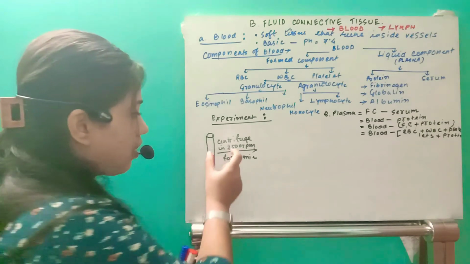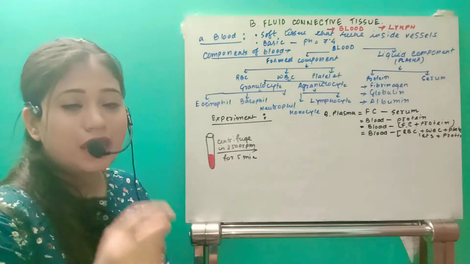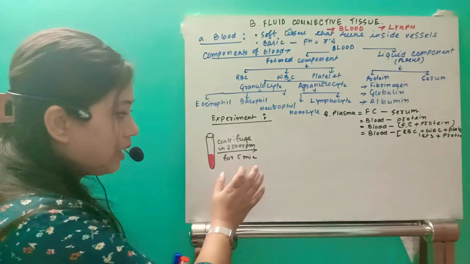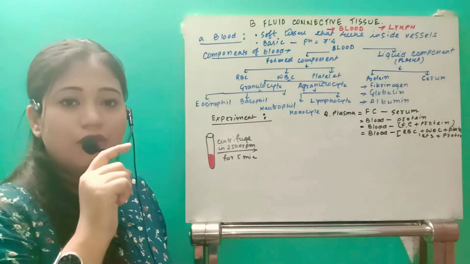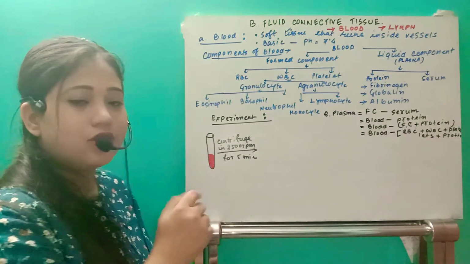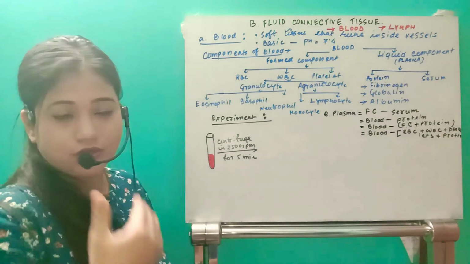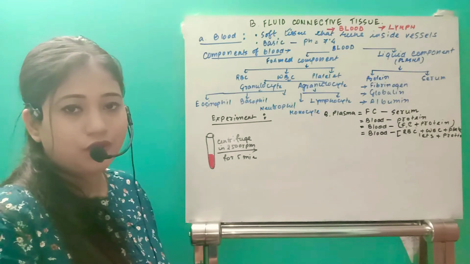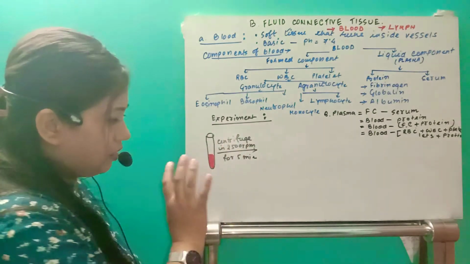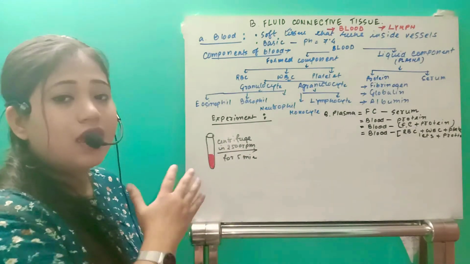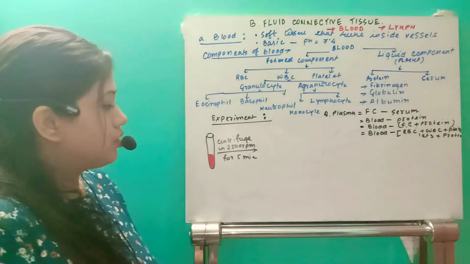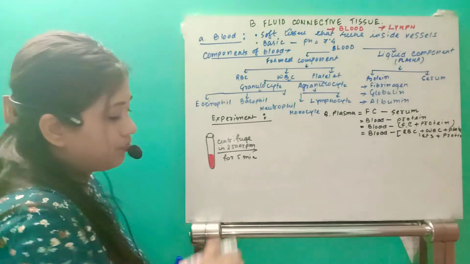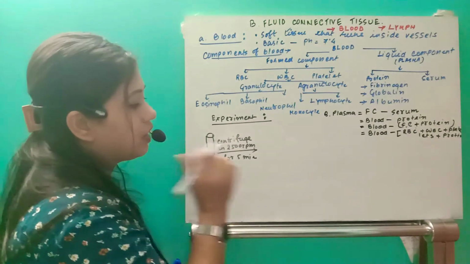So it will rotate 2500 times in 1 minute, and this will be for 5 minutes. So in 1 minute the test tube is going to rotate 2500 times, and this way it will continue up to 5 minutes. After 5 minutes the machine will be switched off, and you will see certain changes in the test tube. So first of all, centrifuge the test tube inside the centrifugation machine.